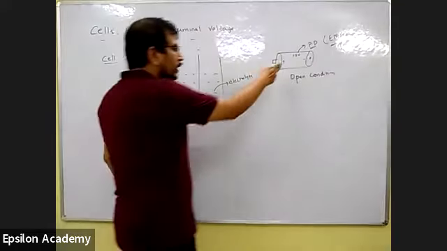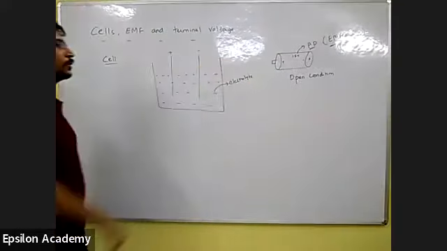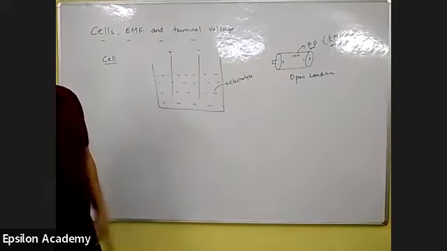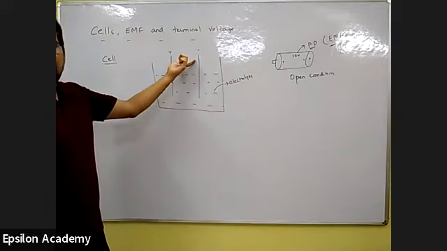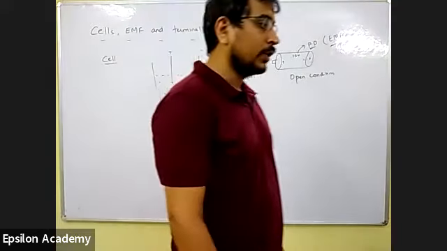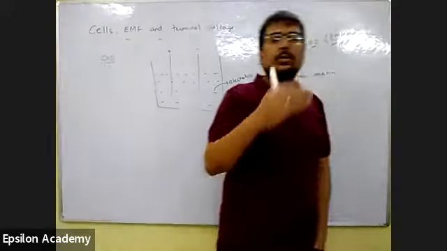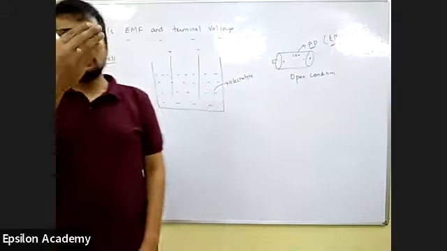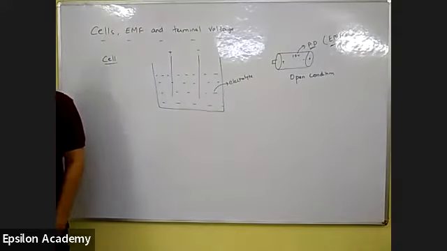So, if you look at the diagrammatic representation of this, it looks something like this. If you have a chemical input, you have a positive and a negative terminal. Between these two ends, there will be some potential difference. Recollect the basic definition of potential. What is potential difference? It is the amount of work done per unit charge.